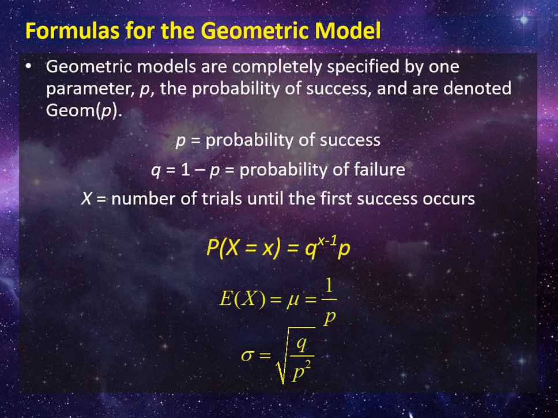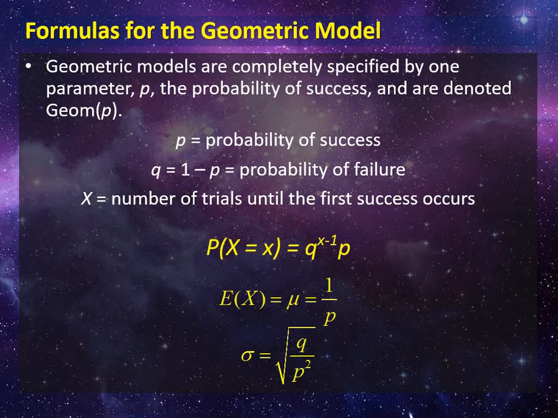And then in order for it to be a geometric model, and you're really going to need to focus on this today, geometric means go until you have a success. You're just going to keep doing it over and over and over again until you get what you wanted to have. Is there a limit to how many times you can do that? No, technically you can flip a coin forever and never get a heads. It's not really likely, but it's totally possible.